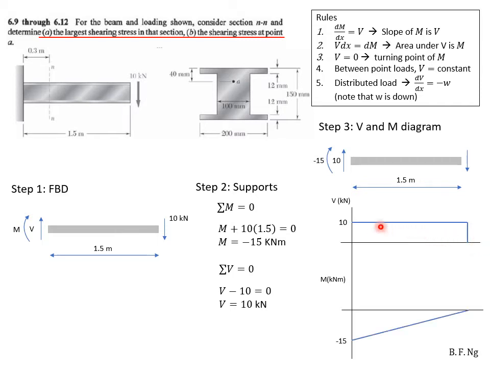For moments itself, it will start at negative 15 because moment is calculated to be negative 15. Over here, it will have a positive gradient all the way to 0 at the free end, as you can see over here. The gradient itself is equal to the value of shear, as in rule 1. As shear itself is 10, the gradient here is 10.